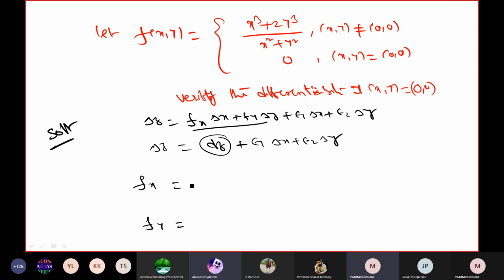So what is the formula for fx? Anyone? Partial derivative with respect to x. Limit h tends to 0 of f of x plus h minus f of x by h, right?